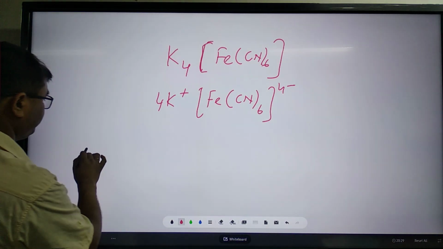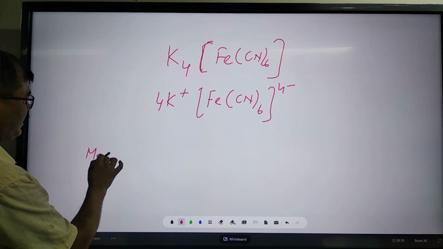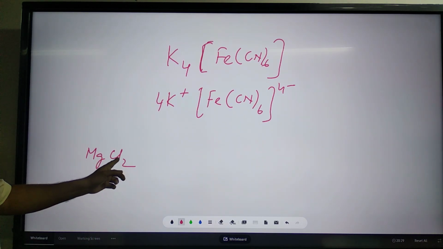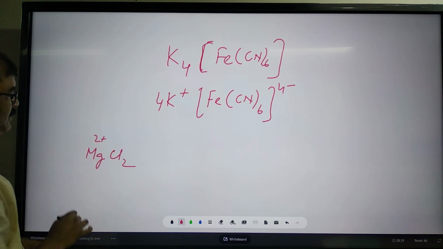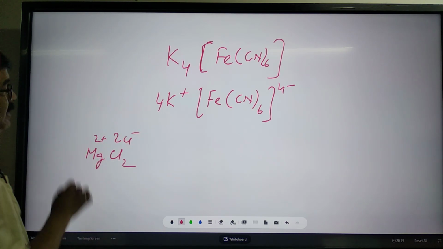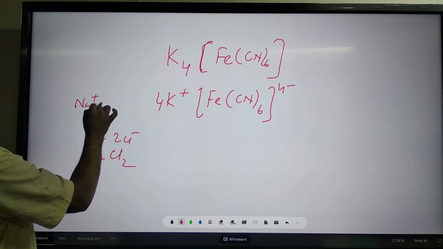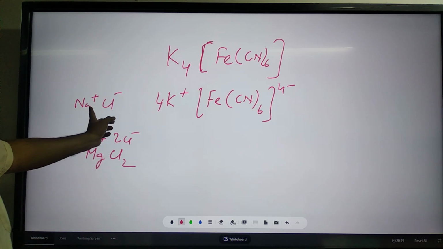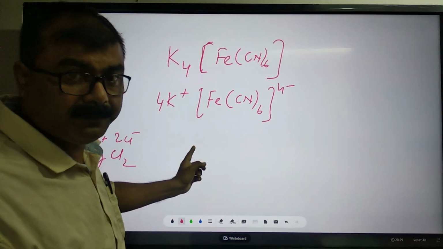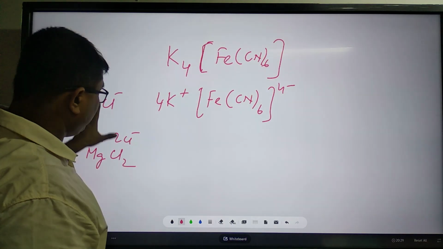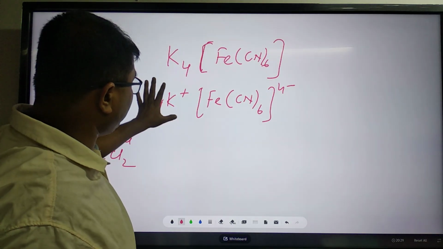Like magnesium chloride, if you write MgCl2, why this 2 Cl? Because here it is 2 positive charge, so 2 Cl minus must be there. Sodium chloride, Na plus Cl minus: the cation is written first, then the anion. Okay, similarly, these are simple. So similarly in complex also, one cation, one anion.